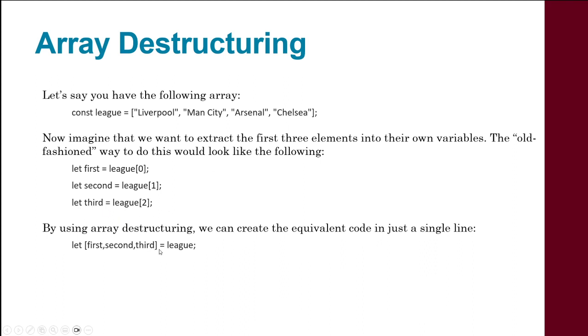You can use array destructuring now, which just uses a single line. So let first, second, third equal league. So what that's saying is let these variables, first, second, and third, equal the first, second, and third index of league. The position is set by the position before the comma. So this is index 0, this is index 1, this is index 2. Same thing.